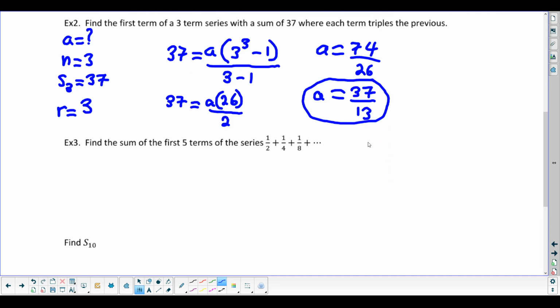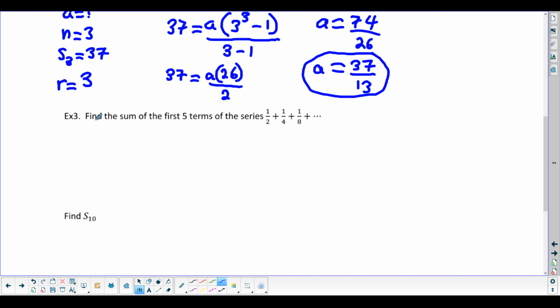Okay, let's try another one here. So it says find the sum of the first 5 terms of this series. 1/2 plus 1/4 plus 1/8. And then I guess the next one will be plus a 16th plus 1 over 32 plus 1 over 64, etc. So it is halving each time. And it can be a little tricky to see that because the denominator's doubling each time.